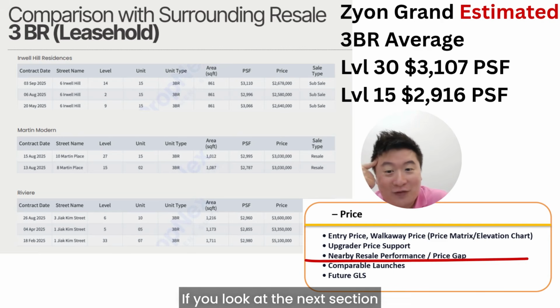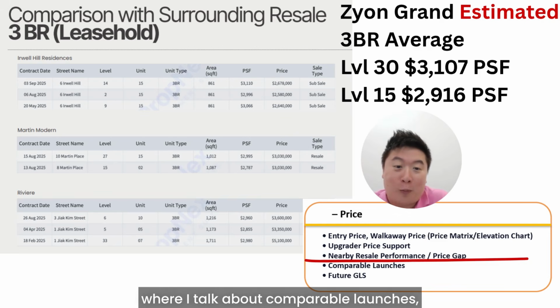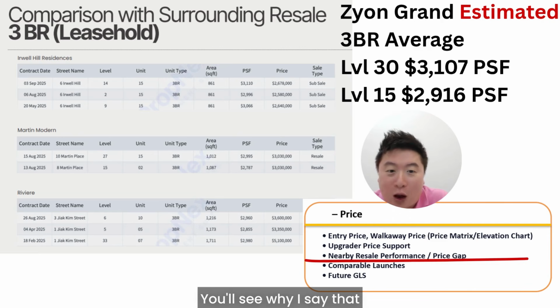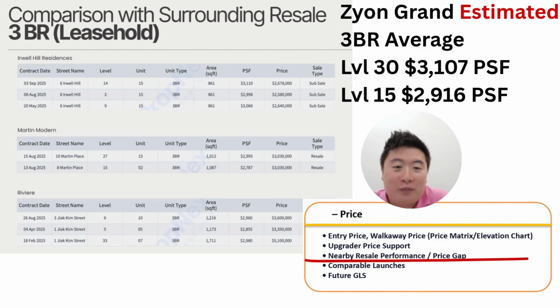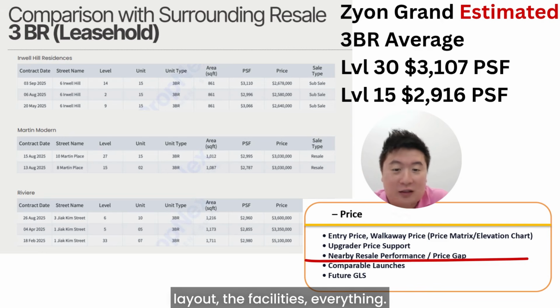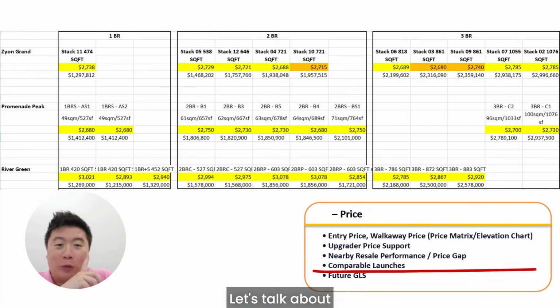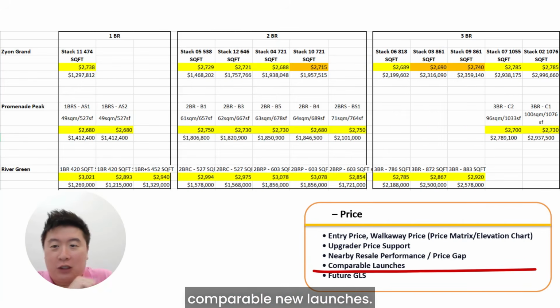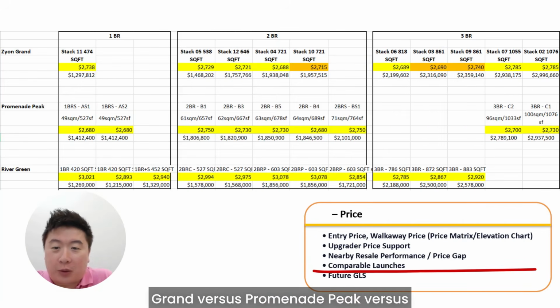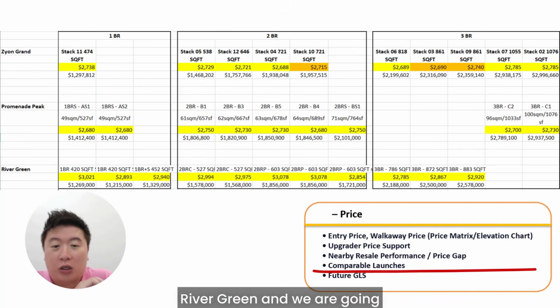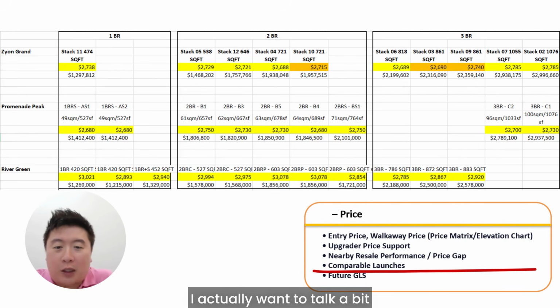If you look at the next section where I talk about comparable launches, right, you'll see why I say that's so attractive. And it's not just the price, it's also the layout, the facilities, everything. All right. Anyway, let's move on to the next section. Okay, so let's talk about comparable new launches. So I'm going to compare Zion Grand versus Promenade Peak versus River Green. And we are going to first look at the price. I mean, obviously, we had a price section, right? I actually want to talk a bit about the layout also and some other factors that are pertaining to these three projects.